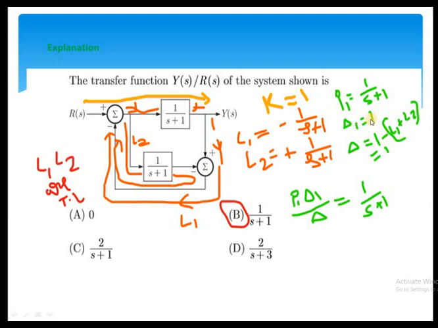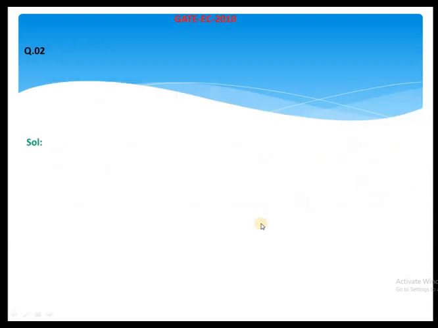It produces 1 only. So now applying Mason's gain formula for the transfer function, P1 delta 1 by delta, because we have only one forward path. P1 delta 1 by delta is equal to 1 by s plus 1. If you substitute all these values, you will get the same thing. So the answer is 1 by s plus 1.